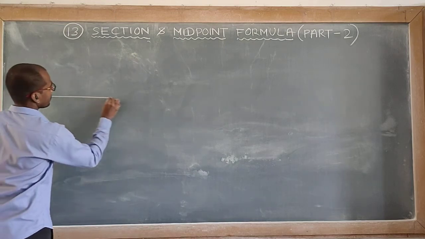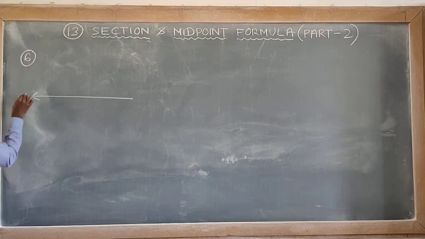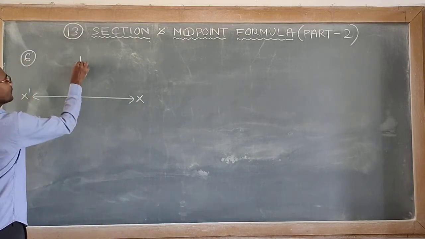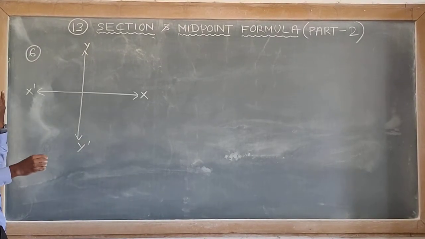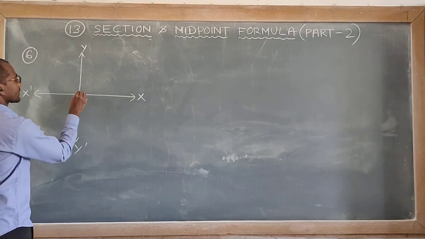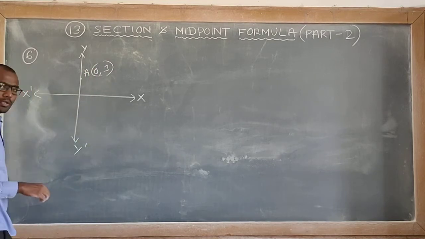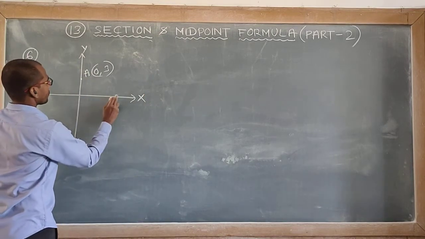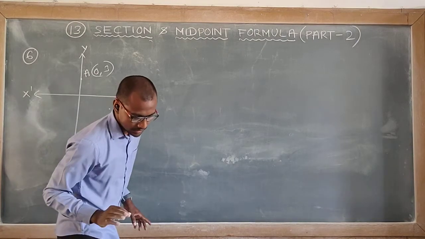Roughly I am drawing. This is number 6. This is the x-axis and the y-axis. The first point is (0, 3), so it will be on the y-axis. Let this point be A (0, 3). Then the second point is (4, -1). Suppose here this is B.